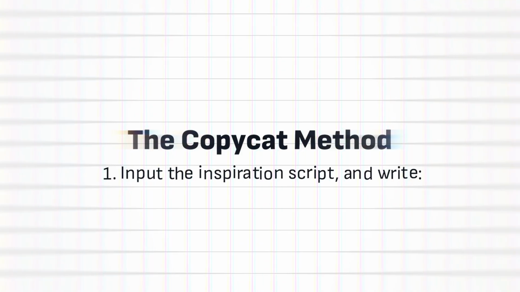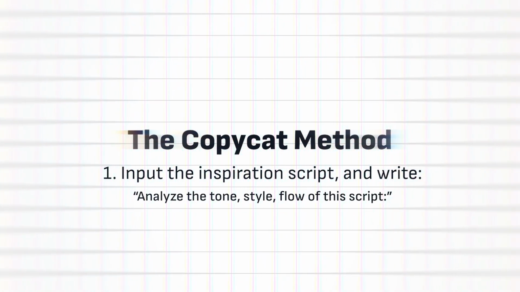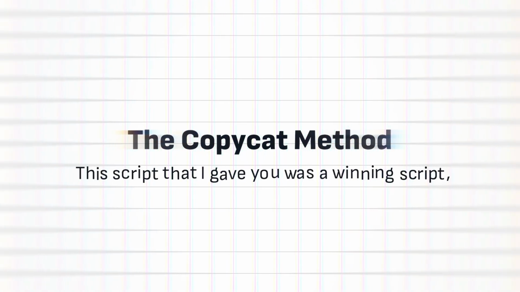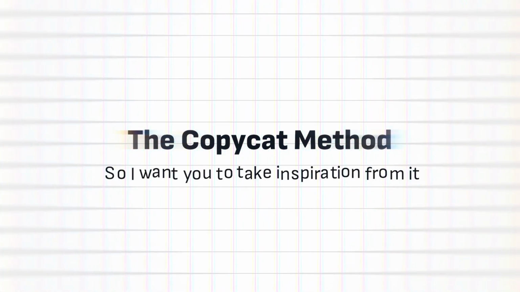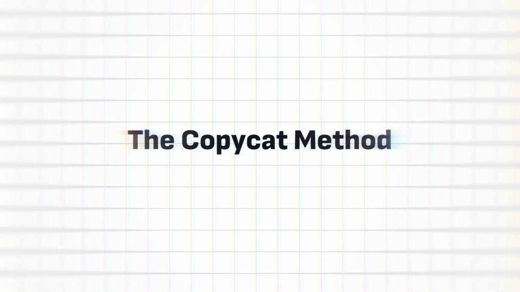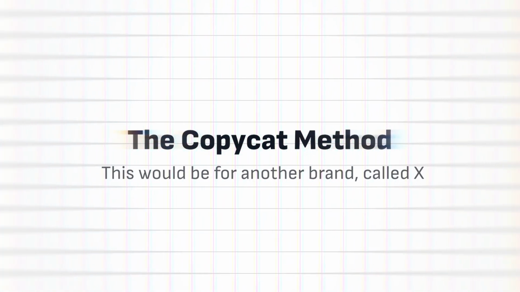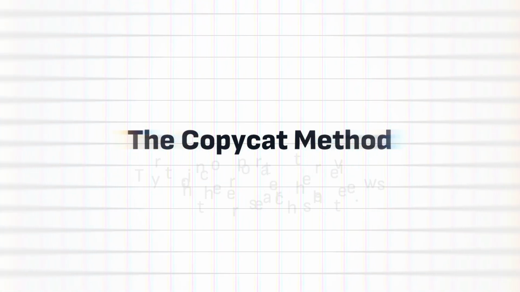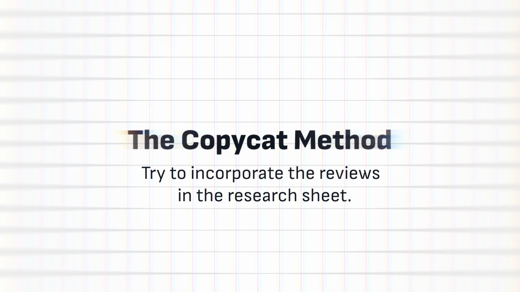Step number 1 is to input the inspiration script and write, analyze the tone, style, flow of this script. Once it finishes, follow up with the second prompt. I need a new script for a new creator. This script that I gave you was a winning script, so I want you to take inspiration from it, but I don't want it to be too similar. People have already seen the previous script. This would be for another brand called X. The product is X. I added the research document for info. Try to incorporate the reviews and the research sheet.